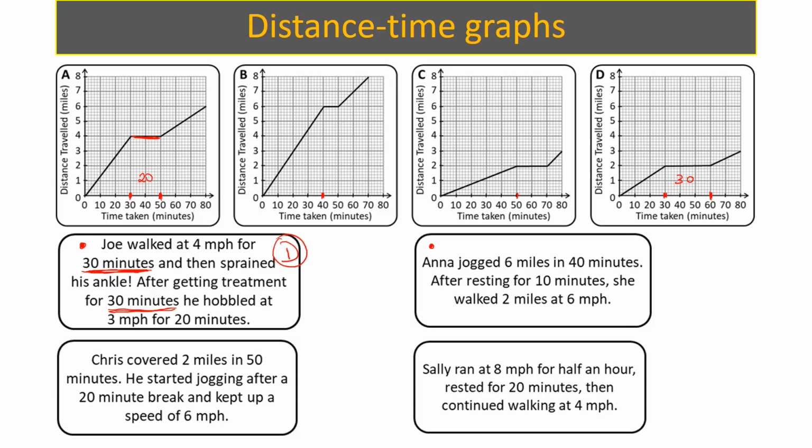I can see that that's going to be graph B, because that's how long the first part of the journey took. And then after resting for 10 minutes, I'm going to see whether that is correct. That is correct. Okay, that's only 10 minutes. She walked 2 miles at 6 miles per hour.